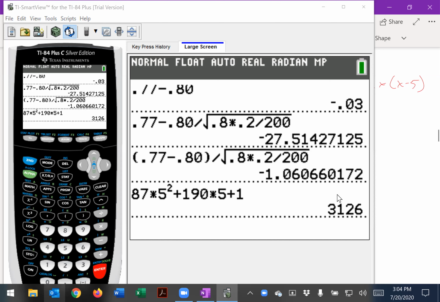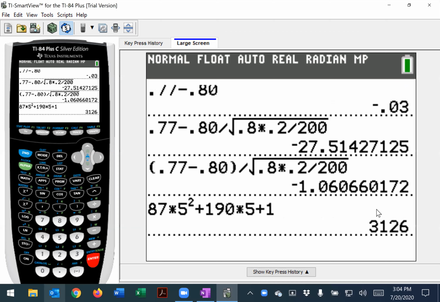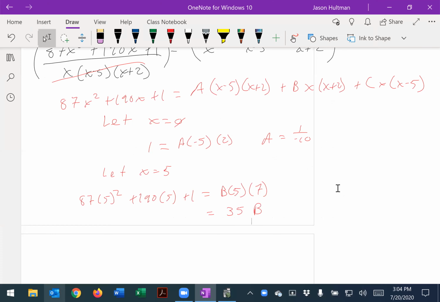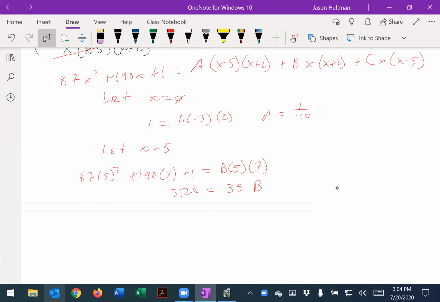Okay, so 3126. I'm going to move this over here. Let me minimize that in case I need it again. Okay, so we've got 3126 is equal to 35b. So this implies that b is equal to 3126 over 35.